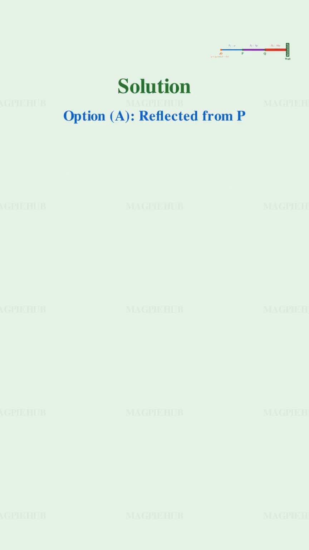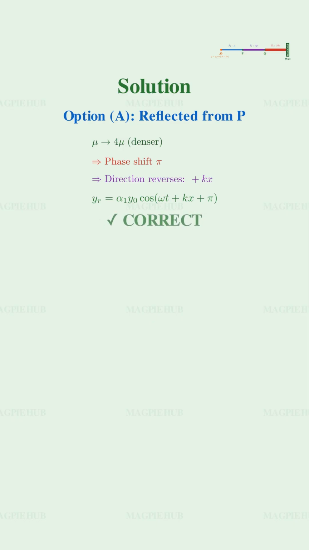Let us analyze option A. The wave reflects from junction P, going from S1 with density mu to S2 with density 4 mu. This is reflection from a denser medium. So the reflected wave gets a phase shift of pi and reverses direction. The reflected wave travels back in S1, so the wave number remains k, but the direction reverses from minus kx to plus kx. Therefore the reflected wave is alpha 1 y0 cosine of omega t plus kx plus pi. This matches option A. Option A is correct.